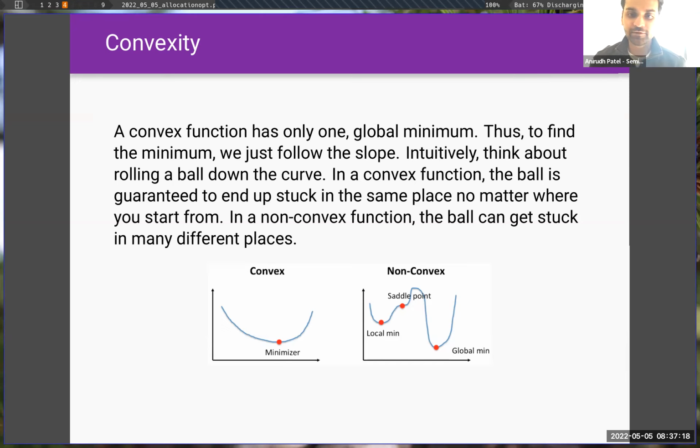So if you look at the figure on the right, if we start the ball where it says saddle point, the ball is not going to move left or right. It's just going to stay there because there's no slope to drive it in either direction. Or if we start on the far left of that curve, it's going to end up stuck in the local minimum instead of the global minimum on the far right. Whereas if you look at the convex plot on the left, no matter where you start, you're always going to end up in the same point.